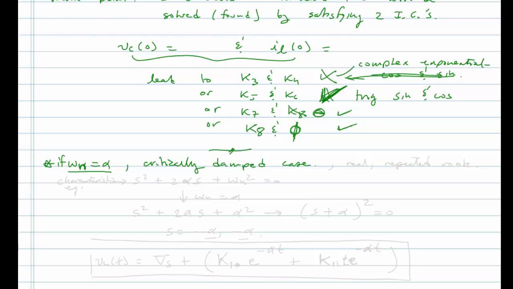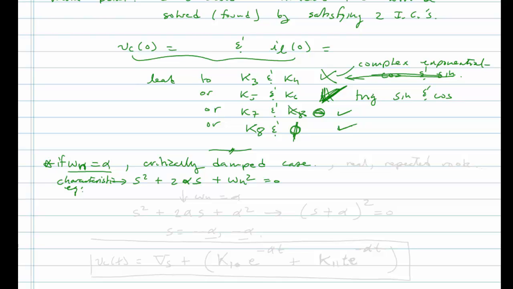And if we return to our equation, which we had put in a standard form on the previous page, we'd written s squared plus 2 alpha s plus omega n squared. I'm sorry, that's the characteristic equation. I don't know if I said differential equation. This is the characteristic equation. That's what we want.